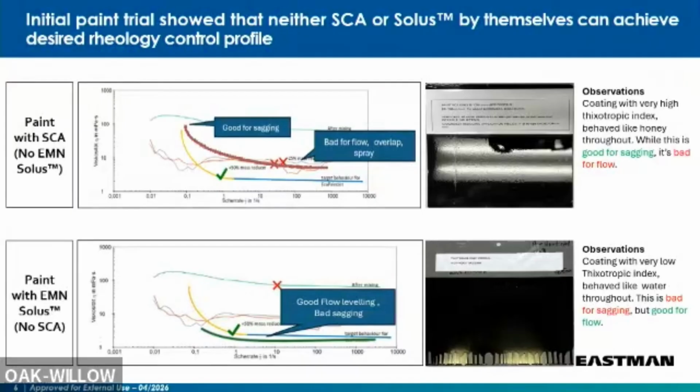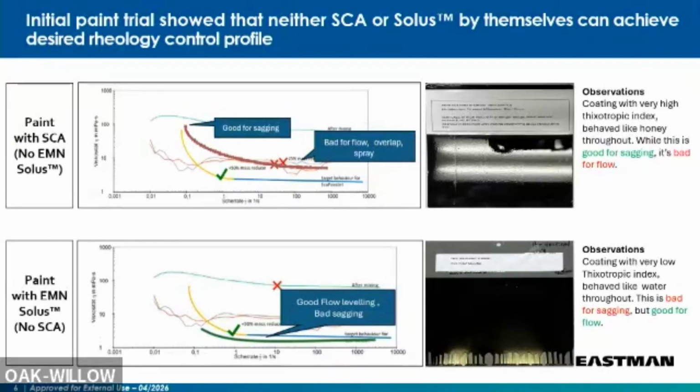We made pure SCA, and we made a pure RCA paint also, just RCA, no SCA, nothing else in it. You see that you got this green line. Very good for flow, but absolutely bad for sagging. So the idea was just to check what happens if you do the two things individually.